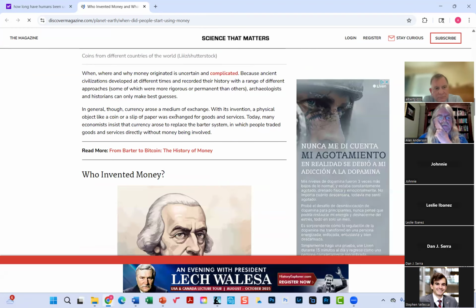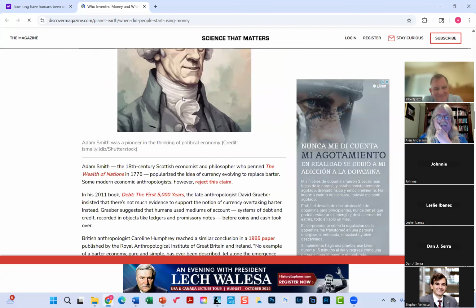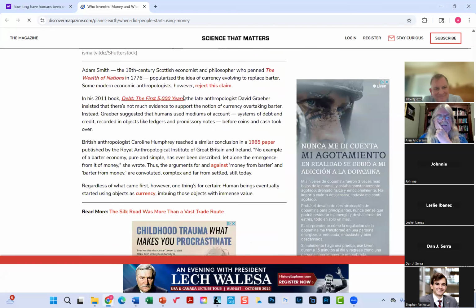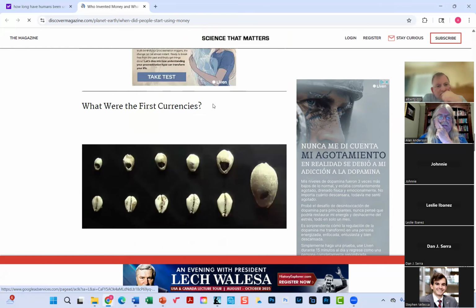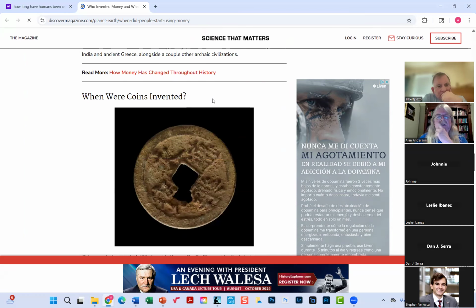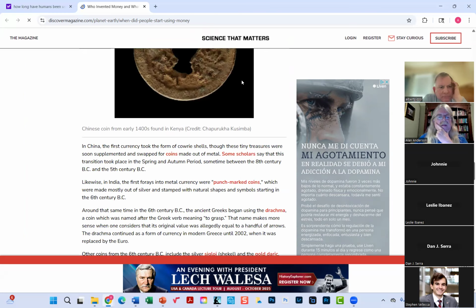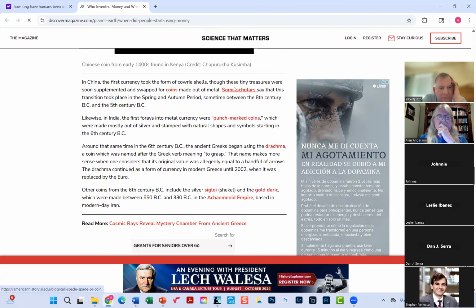This is interesting. Oh yeah, that's interesting too. They mentioned Bitcoin. I'm not sure if Bitcoin qualifies as money given all those definitions. I'm going to say no. Yeah, shells in some island countries have been used as coins, as money. Chinese coins found in the 1400s.